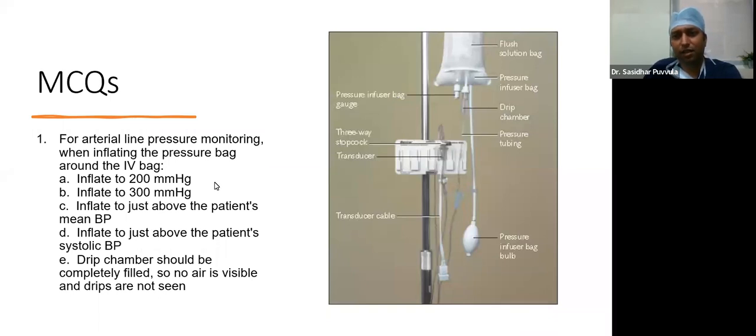The answer is B. So make sure your pressure bag pressure is always maintained at 300 mm of mercury. Why? Because it should always be above your systolic blood pressure, so as to avoid backflow of blood. And this continuous flush system also flushes the system with around 3 ml per hour. A small amount of flush will keep going into the system so that it is maintained well.